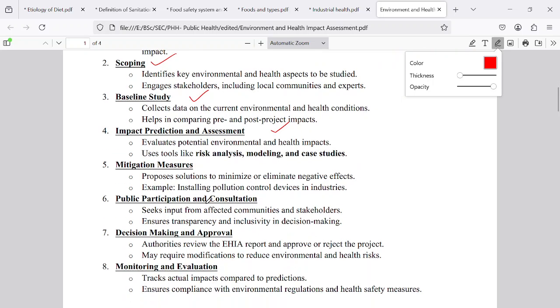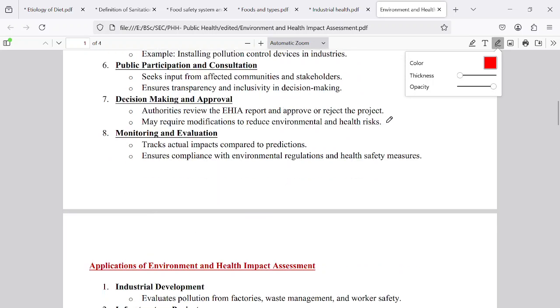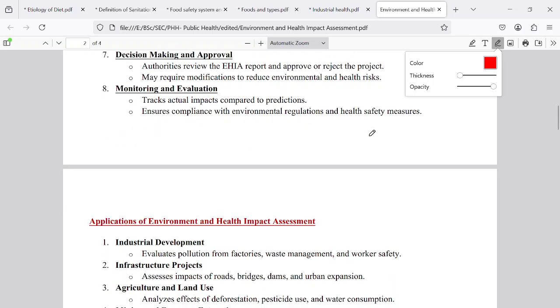Impact prediction and assessment. First of all, what are the causes you have to predict? What are the causes for a particular pollution, particular contamination, particular issue? You have to predict. Then what are the mitigation methods? Then what is the role of public participation in that particular issue? You have to predict. Decision making and approval: what are the solutions you are showing? Then monitoring and evaluation are very important. You have to evaluate your project. You have to monitor your project before giving advice to others.